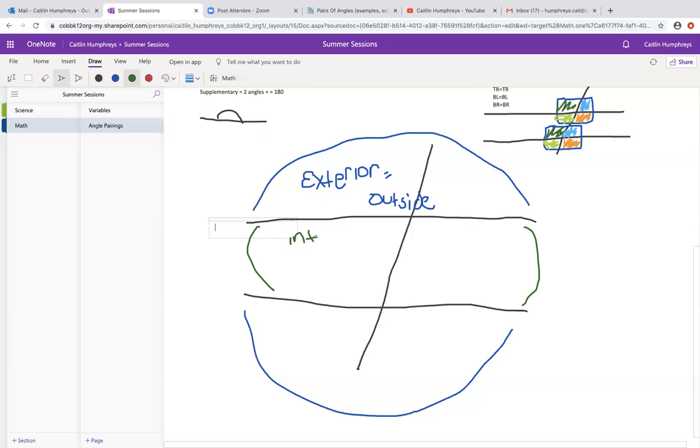Interior crocodile alligator. You guys, that's what my brain feels like right now. That's just it.